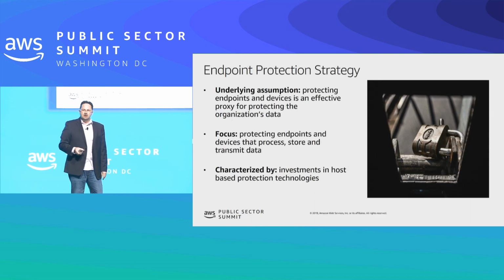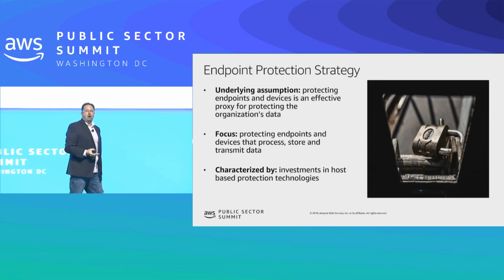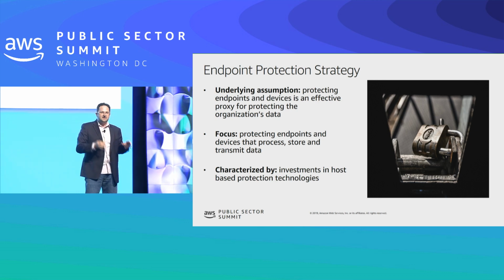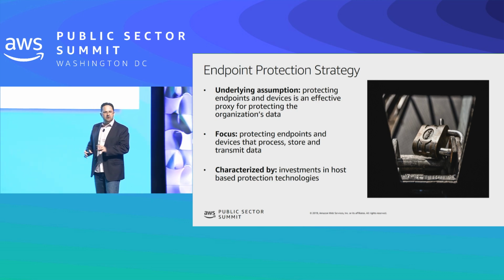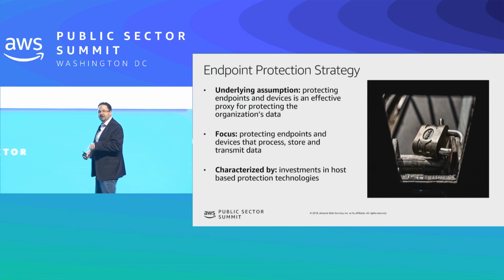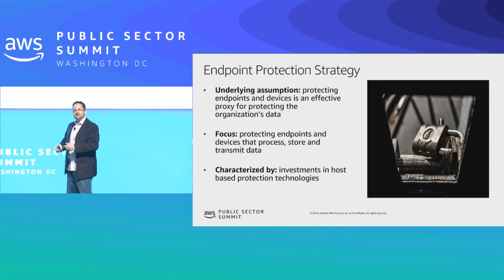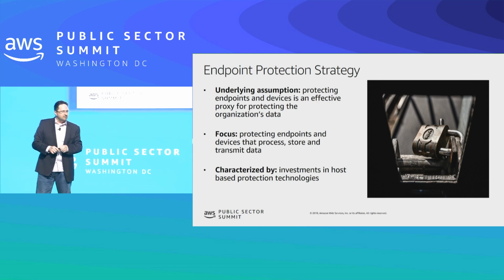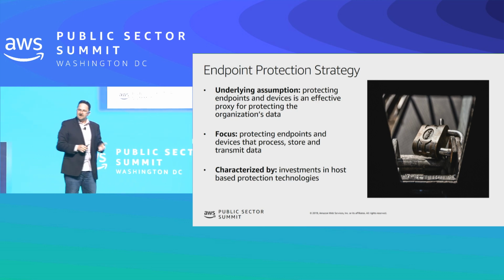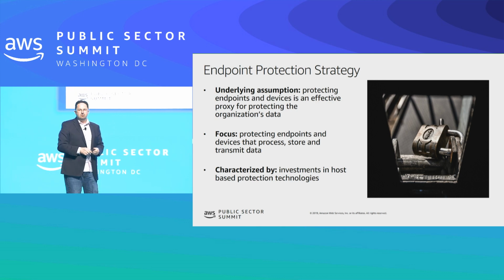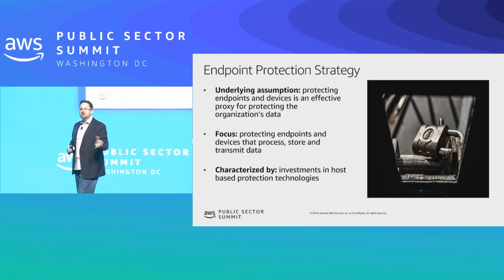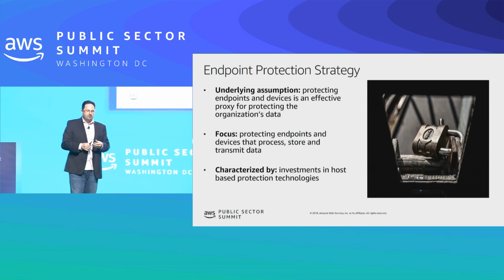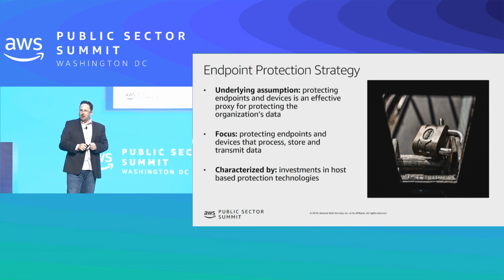Another one is the endpoint security strategy. This is what I call a proxy strategy. The idea here is, since endpoints process, transmit, and store data that you're trying to protect, if you protect the endpoint, then by proxy you're protecting the data, right? Okay, so the focus here is actually protecting the endpoints that process data. Part of the drawback of this one is you've got a lot more systems involved than just endpoints when it comes to data, right? You've got routing and switching equipment. You've got all sorts of services that might be involved.